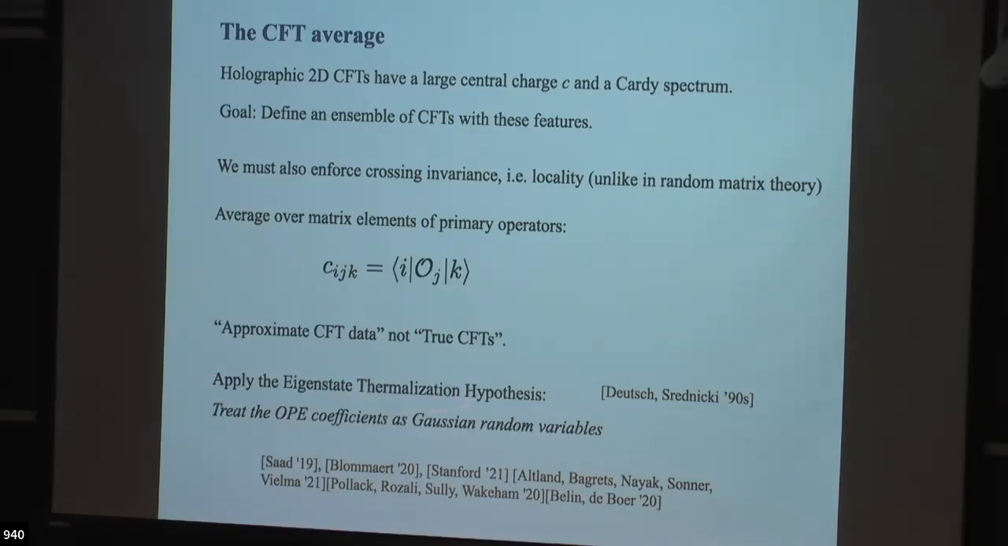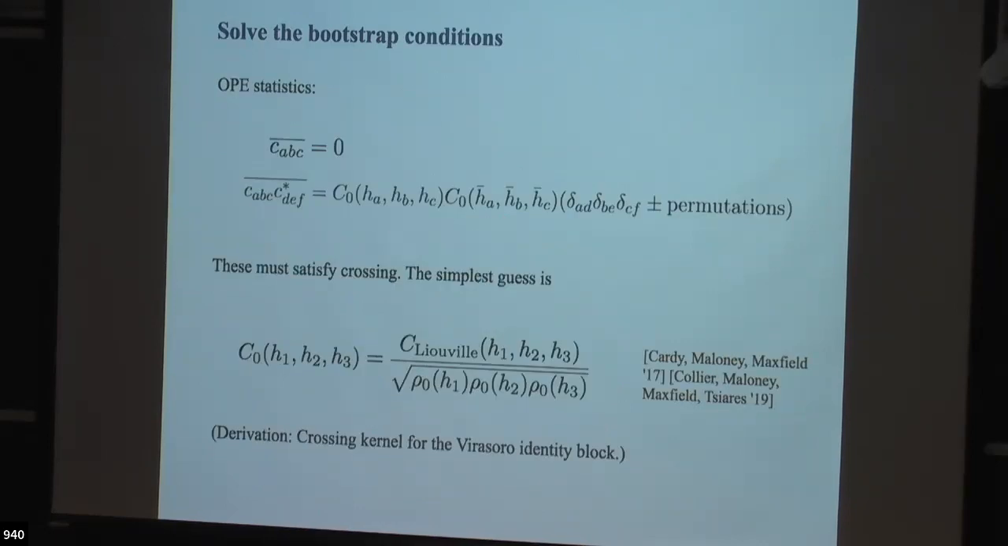So the starting point is the eigenstate thermalization hypothesis, which goes back to Deutsch and Srednicki. What they argued is that you can account for a lot of thermal properties of isolated quantum systems by treating matrix elements like this as Gaussian random variables. So I'm going to take that just as an ansatz, that we're going to treat these as Gaussian random variables and see what happens. Now, we have to solve the bootstrap equations. You can't just pick any old OPE coefficients, matrix elements. You have to solve the bootstrap conditions. We're going to assume they're Gaussian.